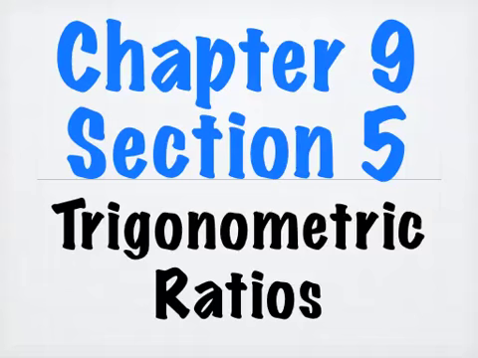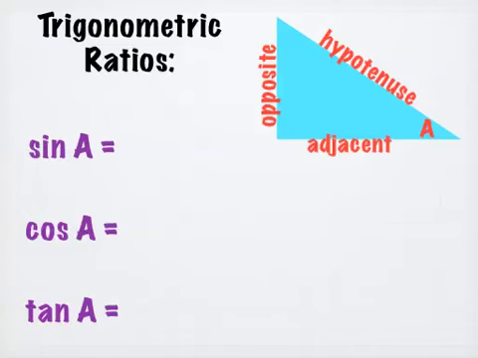Chapter 9, Section 5, Trigonometric Ratios. The trigonometric ratios are going to be sine, cosine, and tangent. If you'll notice, sine is abbreviated SIN, cosine is abbreviated COS, and tangent is abbreviated TAN.